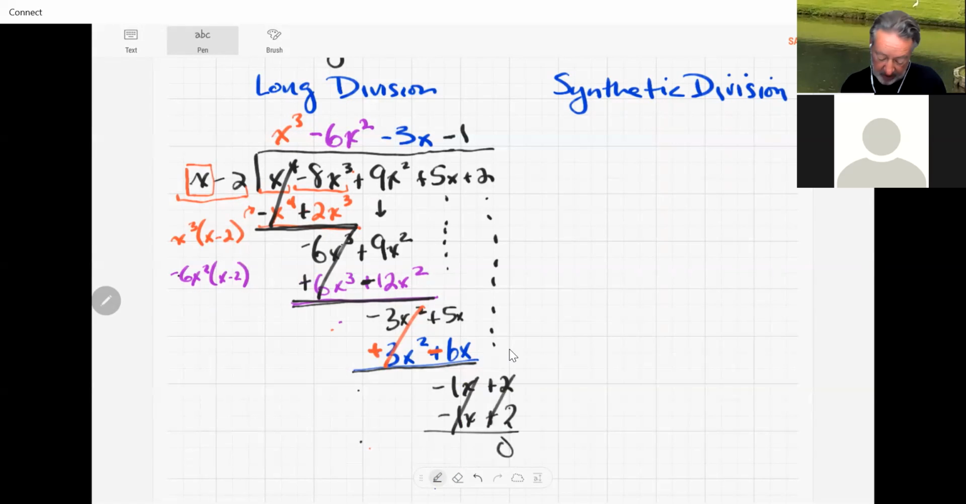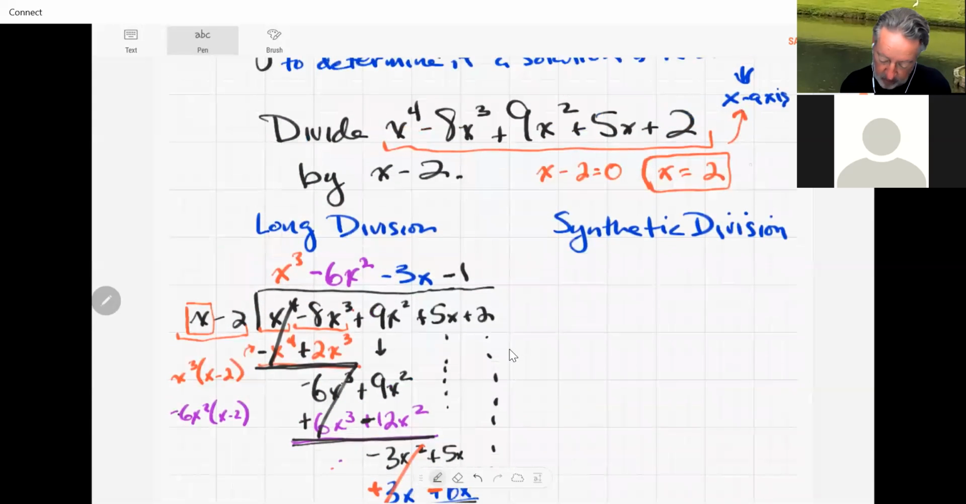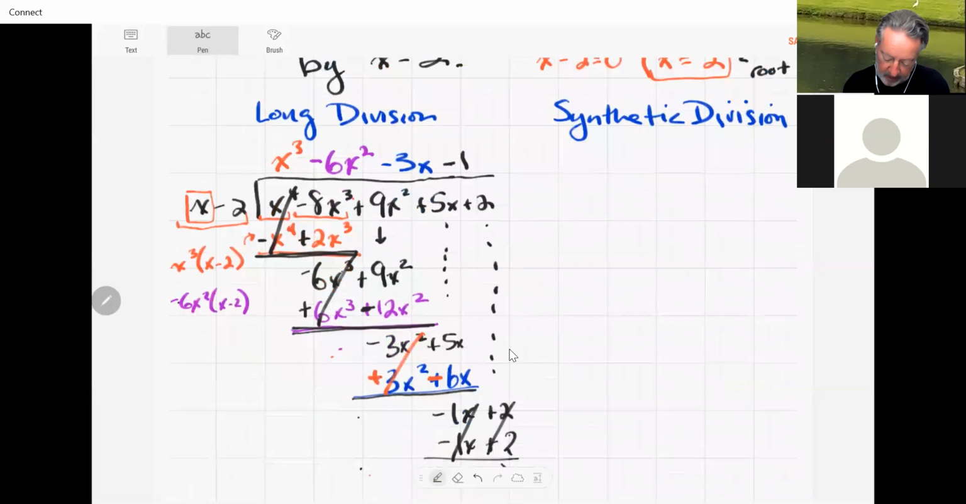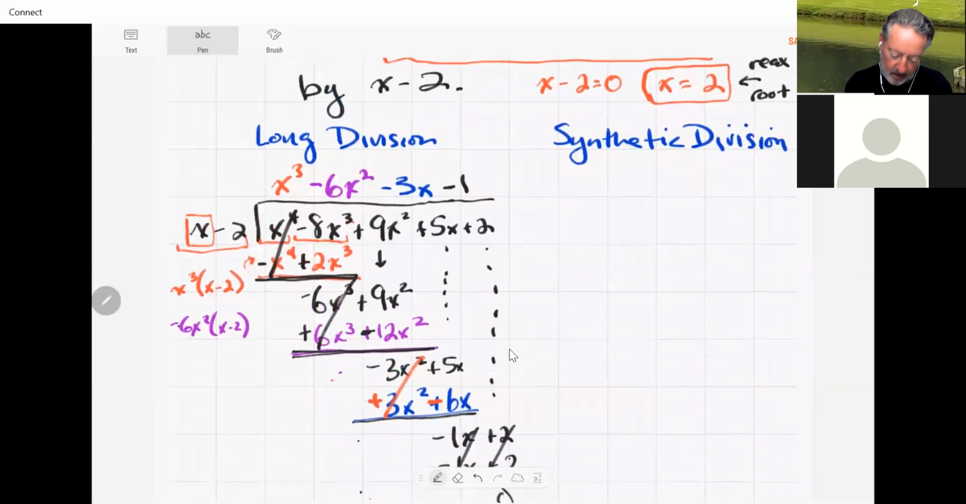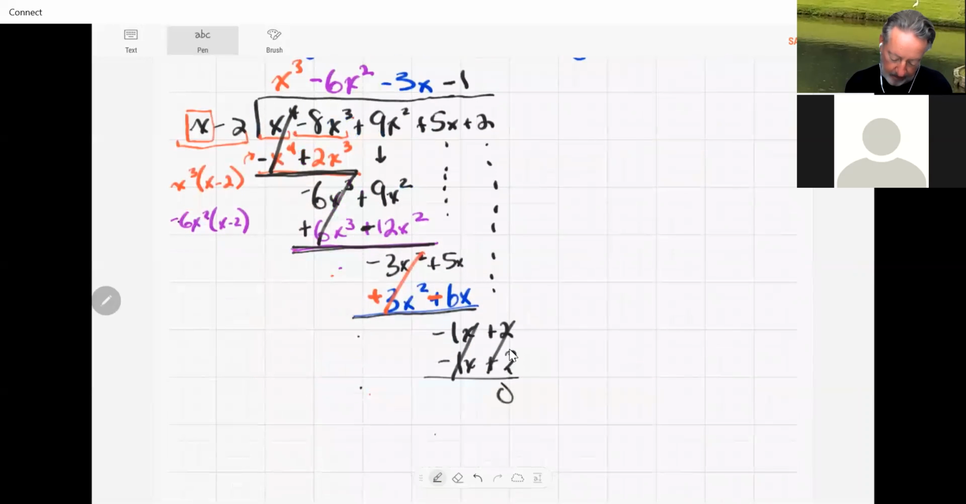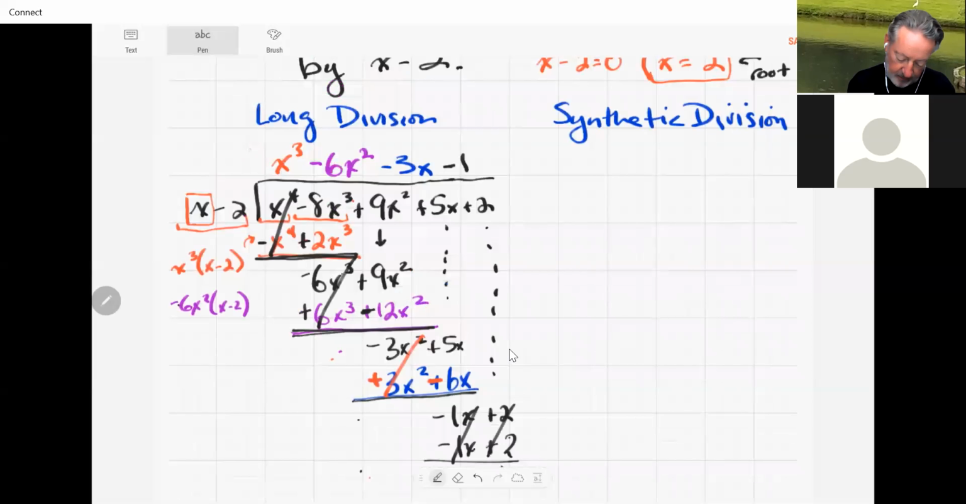Because we had a 0, that means yes, this is a real root. We already knew that because we graphed it. But yes, 2 is a real root because this is a 0. And our answer to division, the long division, was right up here at the top. So there's our answer to long division.